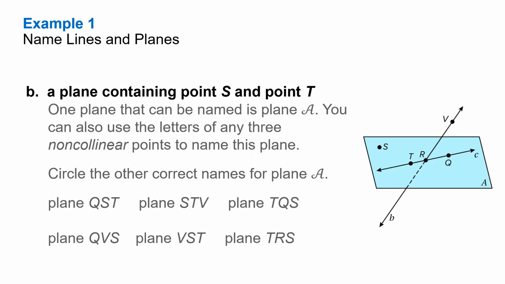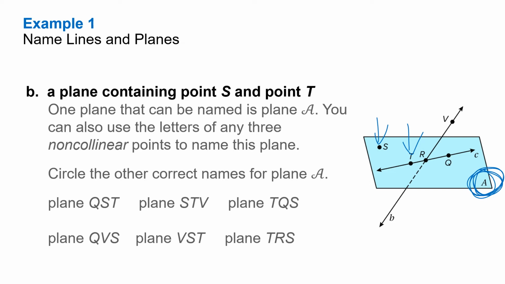A plane containing point S and point T. So if we look on this diagram, point S is right here and point T is right there. Both of those points are in this parallelogram shape, which is representing plane A. And we know it's representing plane A because A is a capital script letter. So we can name it plane A. Let's see what other letters we can use that represent points in plane A to name plane A.